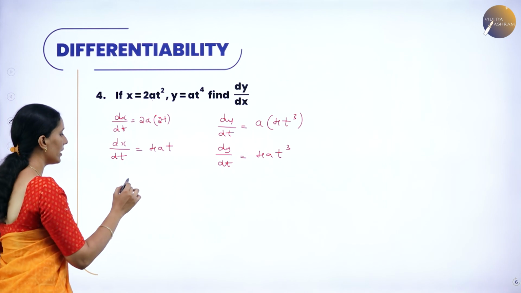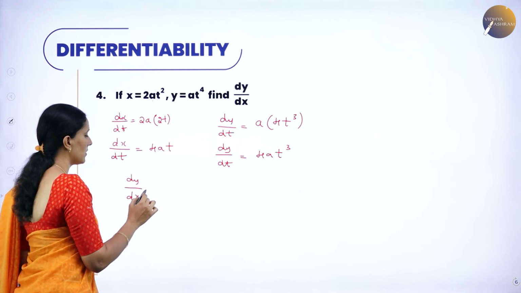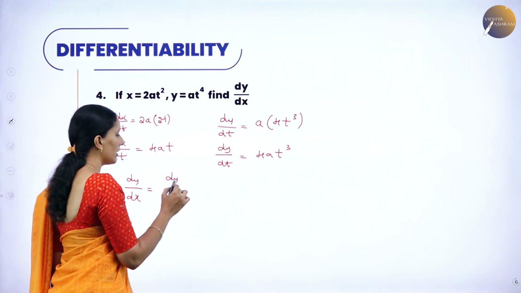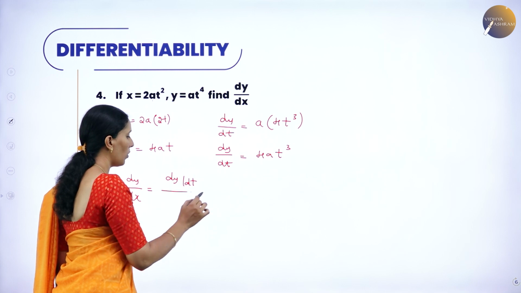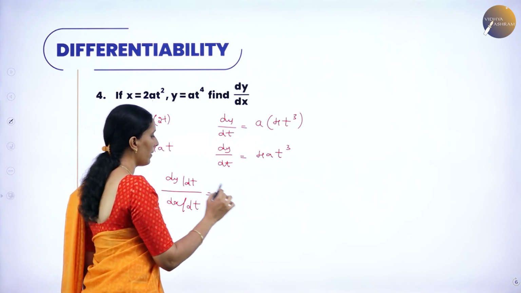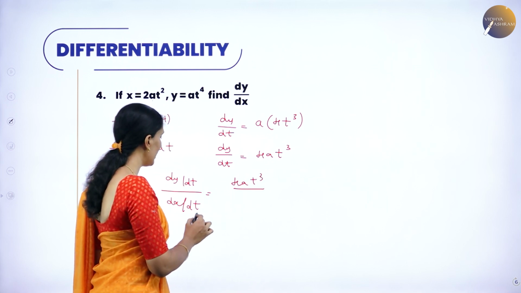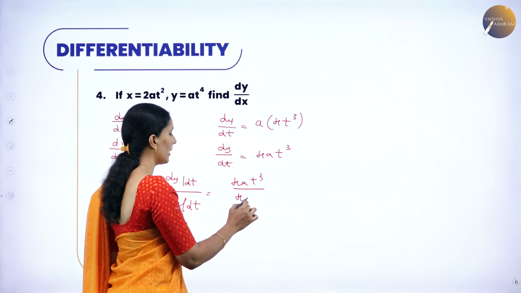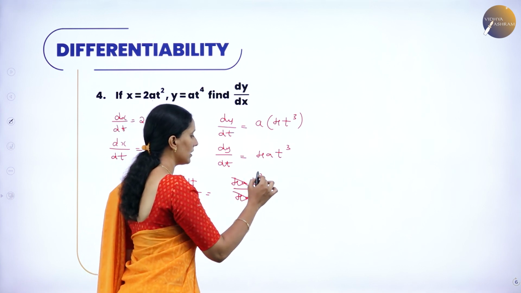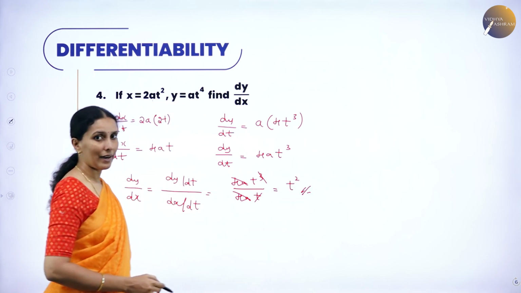Now let us find out dy by dx. So dy by dx is equal to dy by dt whole divided by dx by dt. So dy by dt is 4a t cube and dx by dt is 4at. So 4a gets cancelled, one t gets cancelled. So the answer will be t square. So this is the derivative.